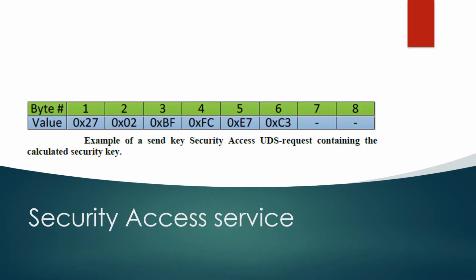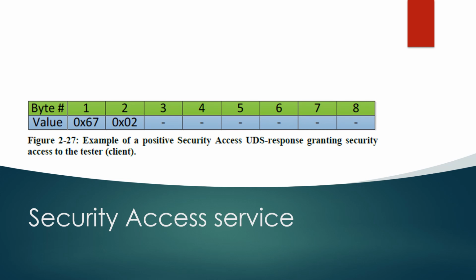Yeah, let's go to the next one. The next one is 2702, where we will use the seed value to get the key. So we are sending the 2702 with the 4 byte seed which we received. Based on that, we calculate the key, and we send that key. Then we will get the positive response. So we have unlocked the security access.